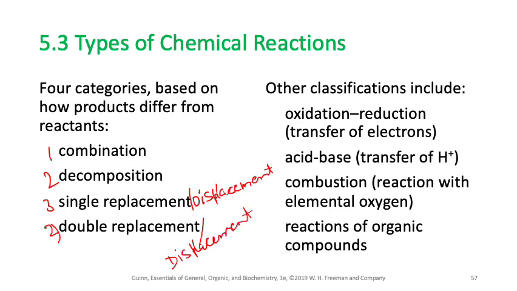I'm going to talk about each of the four separately. We also have some other classifications that include oxidation reduction reaction, acid and base, combustion, and some reactions involving organic compounds. In this class we're going to talk about oxidation reduction from this classification, and when we get to the acid and base chapter, then we're going to talk about acid and base. So let's talk about these 4 reactions first: combination, decomposition, single replacement or displacement, and double replacement or double displacement. Let's talk about each of them separately.